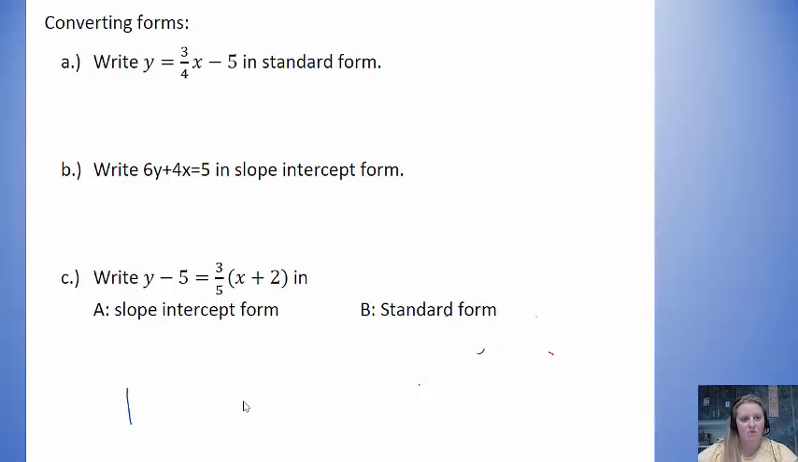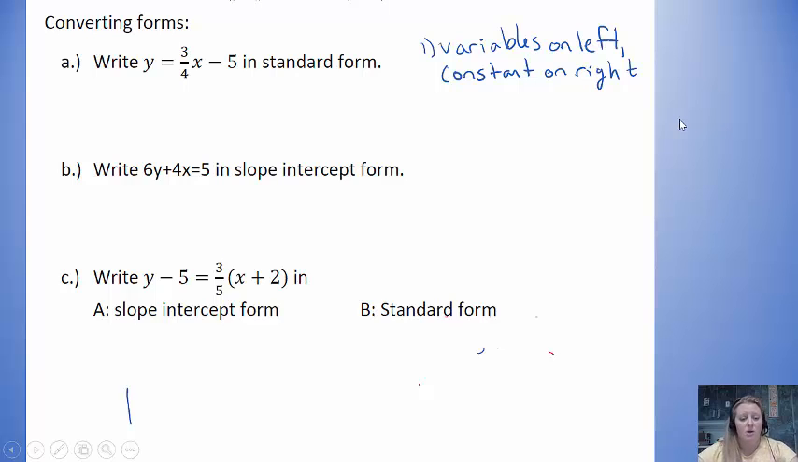I want to begin by converting what is currently slope-intercept form into standard form. For some reason, my students struggle with that more than anything. So the first thing we're going to do is write down the rules of standard form. Number one, we want our variables on the left. We want our constant on the right. So in this case, your constant is -5, and your variables obviously would be y and 3/4 x.